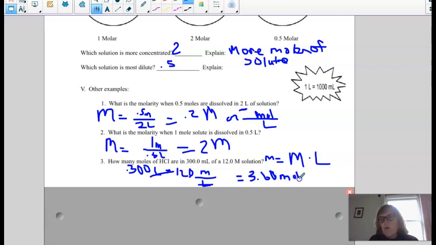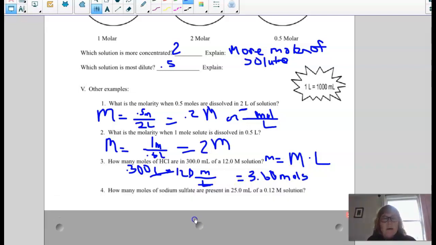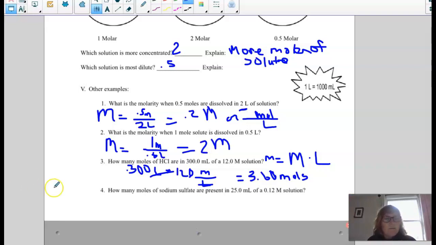Now, once you have moles, you can really convert it to anything. Not anything, but you can convert it to grams. So if you know moles, you can go to grams. So you just multiply by the molar mass if it ever asks you that. Here's another problem, another example. It says, how many moles of sodium sulfate are present in 25 milliliters of a 0.2 molar solution? So it wants to know how many moles again.